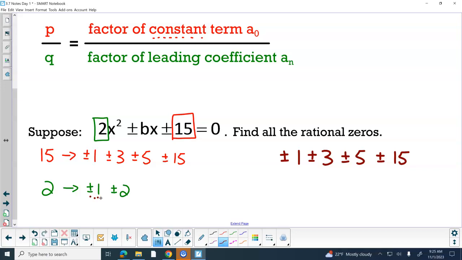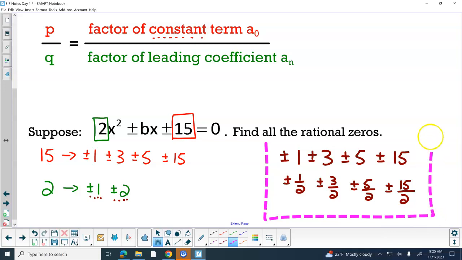Then I take all those red numbers and divide them by the next green number. 1 divided by 2 is 1/2. 3 divided by 2 is 3/2. 5 divided by 2 is 5/2. 15 divided by 2 is 15/2. And that list is all of the possible rational zeros for that function.